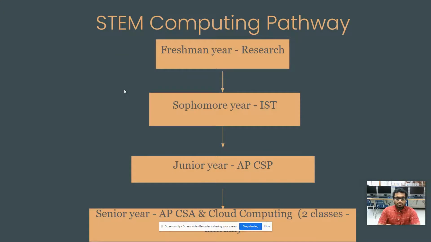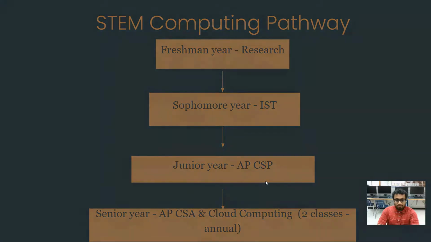So in addition to the computer science pathway, we have a computing pathway that's brand new, and it's open to students in the STEM Academy at Forsyth Central High School. In the first year you would take scientific research. In the second year you would take the IST course. In the junior year you would take APCS Principles, and in your senior year you would take APCSA and cloud computing. So if you're in the STEM computing pathway, you would be able to take APCSA and cloud computing and take the associated exams for those.